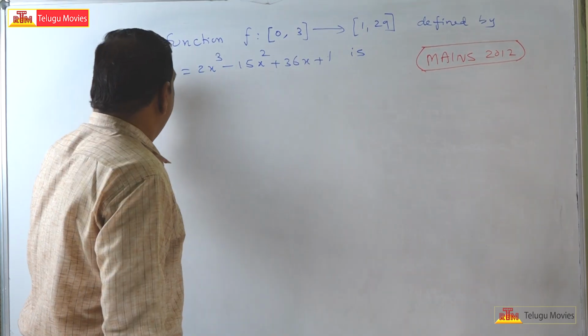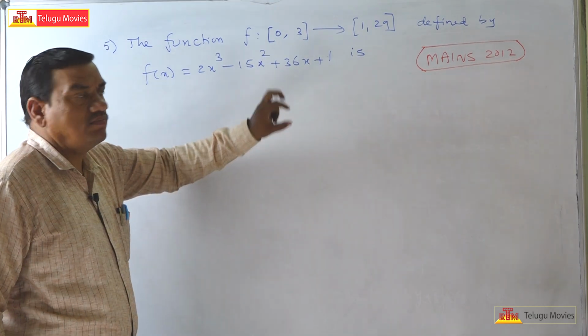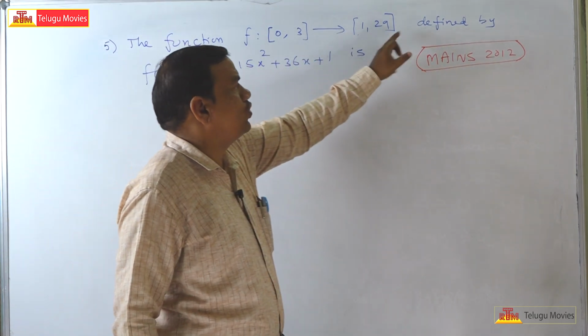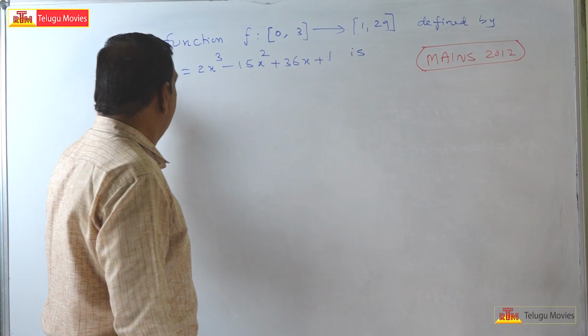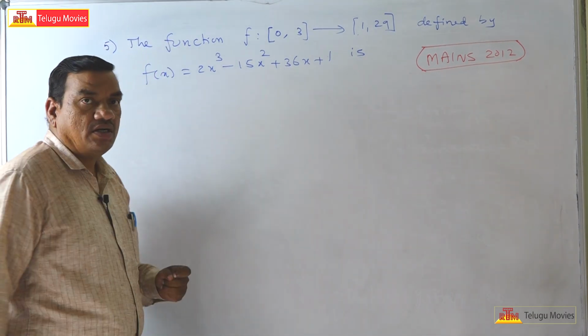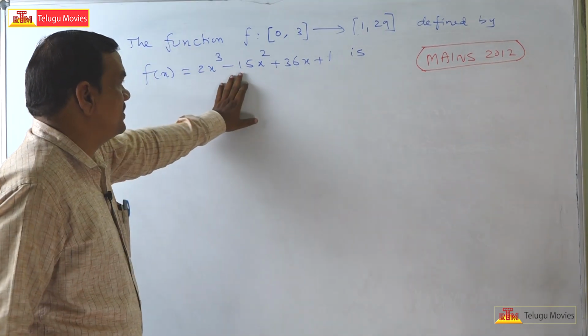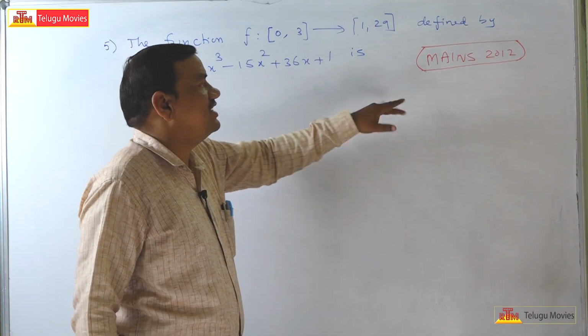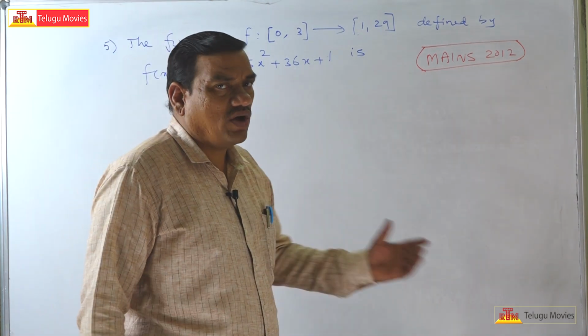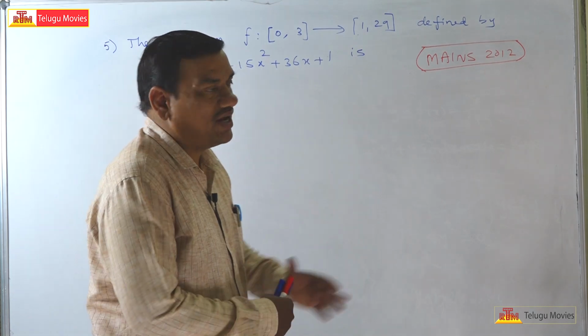Welcome to the next problem. The function f from [0, 3] to [1, 29] is defined by a cubic expression, 2x³ − 15x² + 36x + 1. The options are given, so we need to check whether it is one-one, onto, or both.